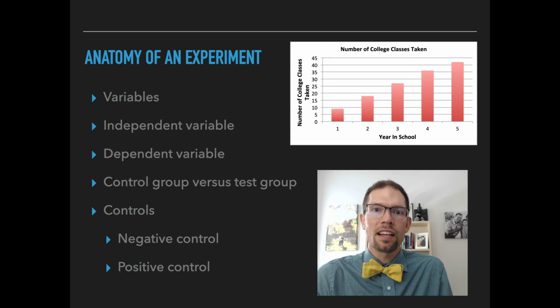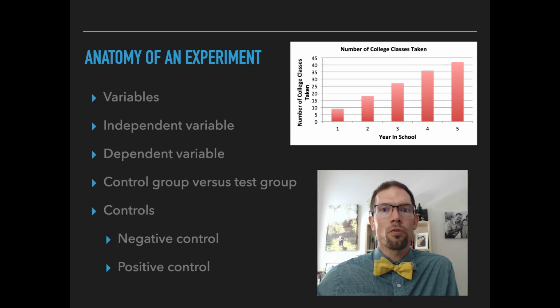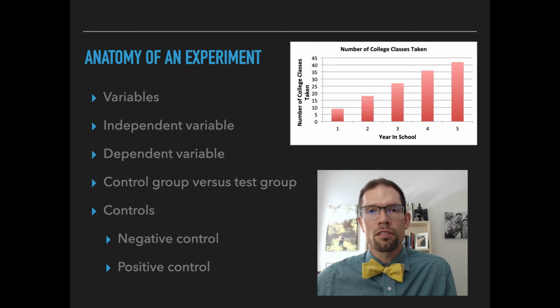Now, many scientific experiments need to take advantage of a control group versus a test group. A control group is a group where everything stays the same, so you keep everything as it would normally exist, while the test group has everything identical to the control group except for one variable that you change. You are changing this independent variable to see if it has an effect on the actual outcome of the experiment.